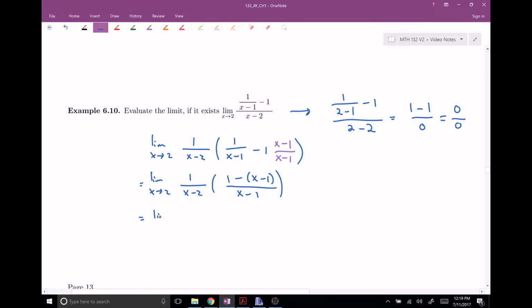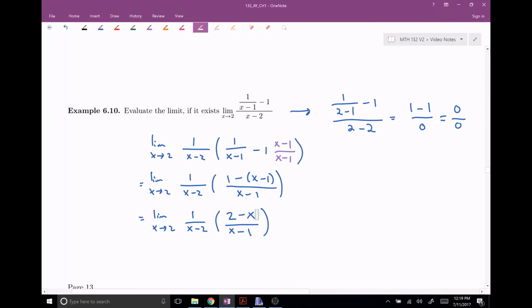Next up, limit as x approaches 2 of 1 over x minus 2. And let's see, we have 1 minus x minus a negative 1. So I'm going to go ahead and combine this. The 1 and the minus a negative 1 is going to become 2 minus x over x minus 1. And now I'm close, right?